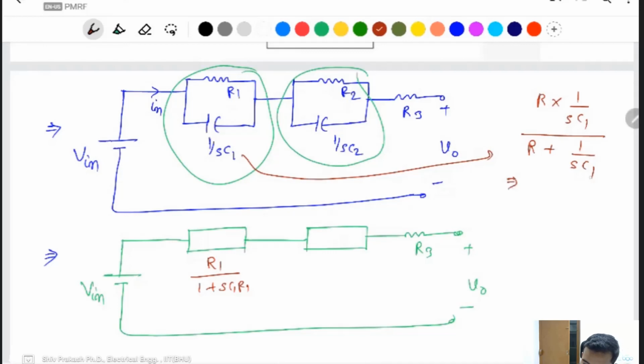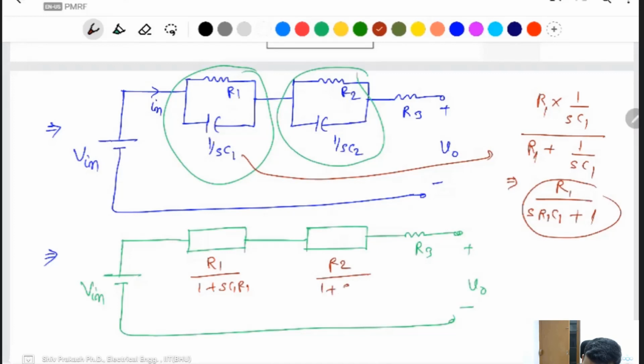We take SC1 common, SC1 cancels out, and we find R1 divided by S R1 C1 plus 1. Same thing for this one: R2 divided by 1 plus S C2 R2.